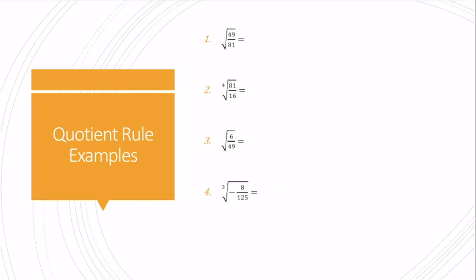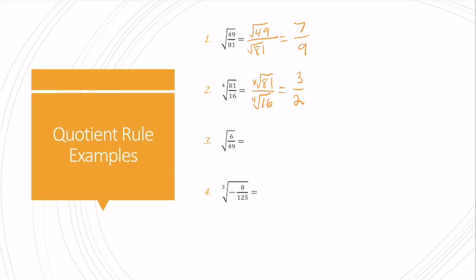So let's go through a couple examples. I have the square root of 49 over the square root of 81. That means I take the square root of my numerator over the square root of my denominator. The square root of 49 is 7. The square root of 81 is 9. Our next example, we're taking not a square root, but a fourth root. The fourth root of 81 over the fourth root of 16. Well, the fourth root of 81 is 3. The fourth root of 16 is 2. So my final answer is 3/2.